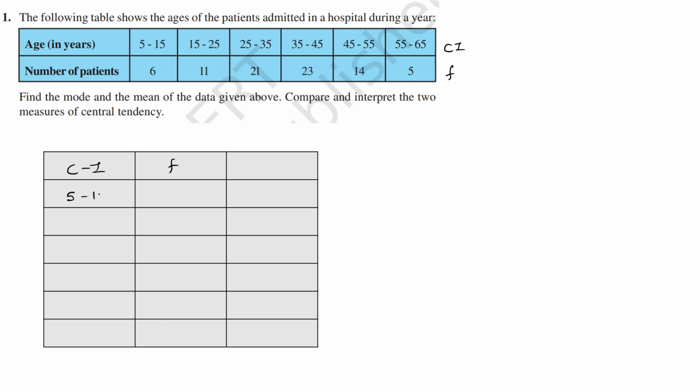It is 5 to 15, 15 to 25, 25 to 35, 35 to 45, 45 to 55, 55 to 65, and the frequency is 6, 11, 21, 23, 14, 5. Now we need to find mode and mean, and already we know how to find mean. So I'm not doing mean here, we need to find mode here.